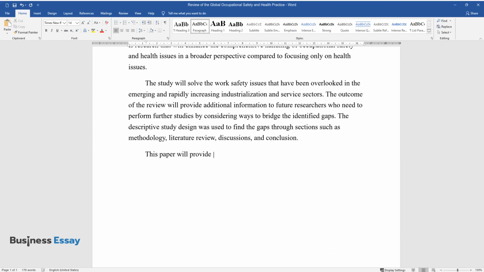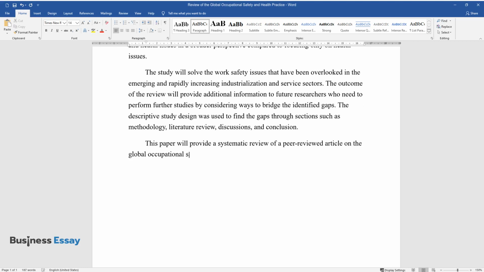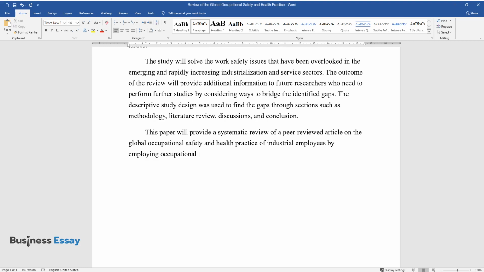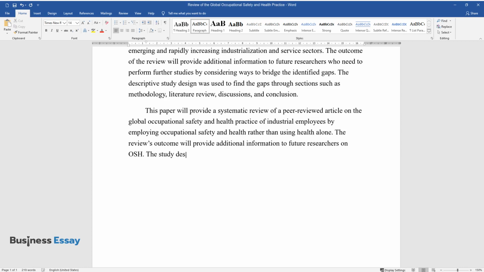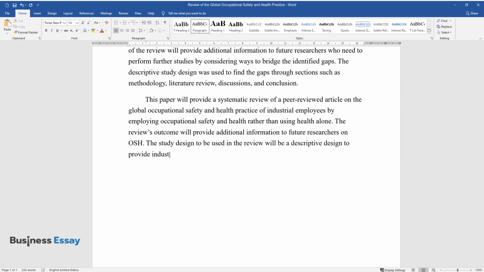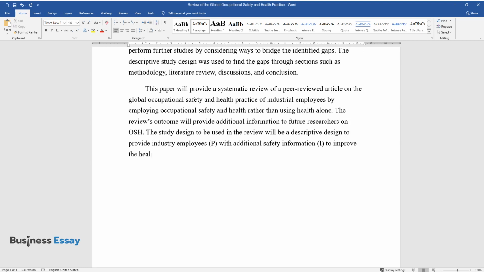This paper will provide a systematic review of a peer-reviewed article on the global occupational safety and health practice of industrial employees by employing occupational safety and health rather than using health alone. The review's outcome will provide additional information to future researchers on OSH. The study design to be used in the review will be a descriptive design to provide industry employees, P, with additional safety information, I, to improve the health interventions, C, thus resulting in comprehensive occupational safety and health, O.